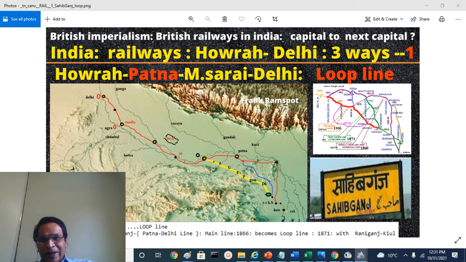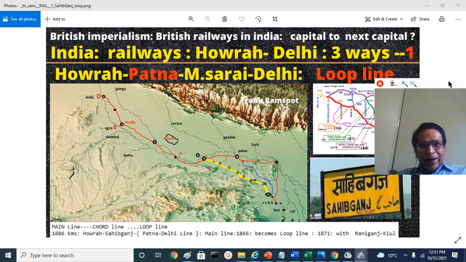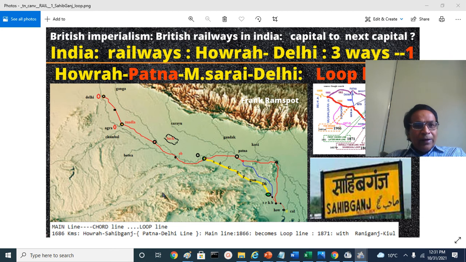So I put this icon here, Sahib Ganj Loop line. We discussed the difference between the lines. The Chord line is the shortest line, and this is the Chord line now, the Gaya line. The next, the main line, is the line where most of the traffic and freight and the economy, essentially the important line. Then the loop line, Sahib Ganj line, the main line, the Kiul line, that is Jasidih line, and the Chord line, the Gaya, Dhanbad line.